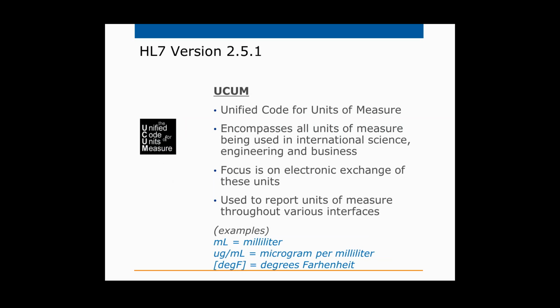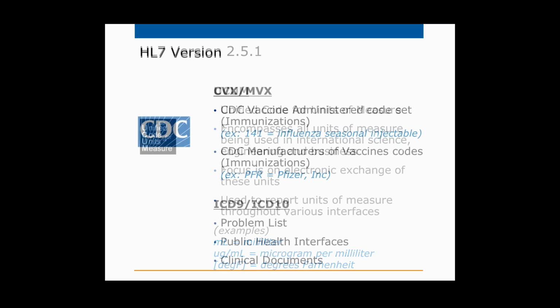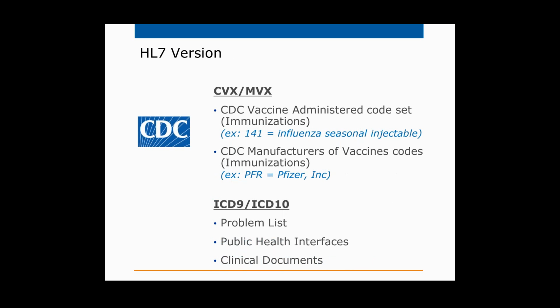And the interesting thing about UCOM codes is they're designed with an emphasis on electronic exchange of these units. So they're used to report units of measure throughout various interfaces. Just some examples of what you'll see as you look at meaningful use in 251 in terms of UCOM: milliliter, Fahrenheit, micrograms per milliliter, again, typically with the lab type results, micro, things like that. But of course, degrees Fahrenheit could be in lots of different places. But you will see the unified code for measure throughout.